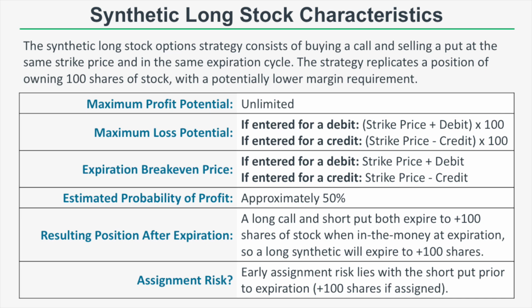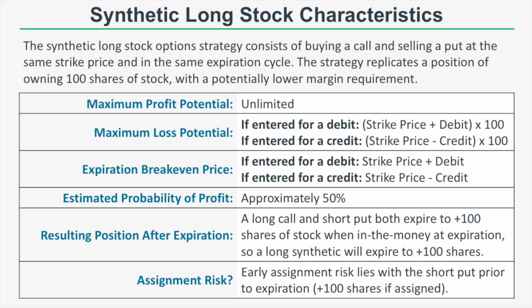Like a long stock position, the synthetic long stock position has unlimited profit potential, and to calculate the maximum loss potential, it depends on if you enter the synthetic for a debit or credit. If you enter it for a debit, the max loss is the strike price plus the debit times 100. If you enter it for a credit, it's the strike price minus the credit times 100. Now the expiration break-even price, if you enter for a debit, is the strike price plus the debit, and if you enter it for a credit, it's the strike price minus the credit.